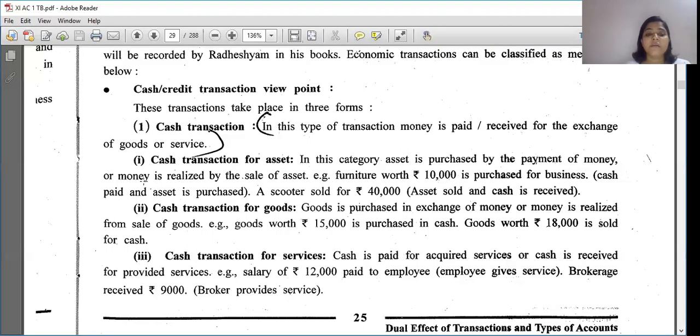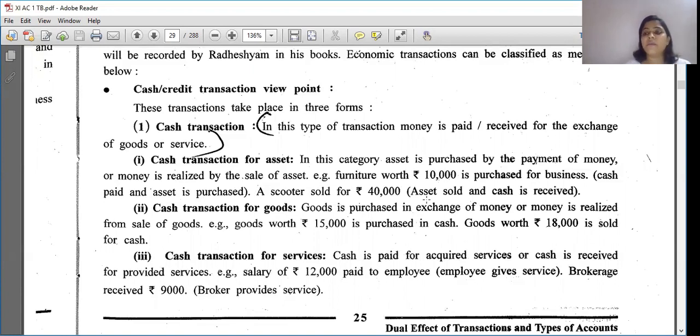Money is realized by the sale of an asset. Furniture worth rupees 10,000 is purchased for business. Cash is paid and an asset is purchased. A scooter is sold for 40,000, the asset is sold and cash is received. So what happened in relation to cash and assets? One thing comes in and one thing goes out. We are purchasing an asset, so cash is going out and we are getting the asset.